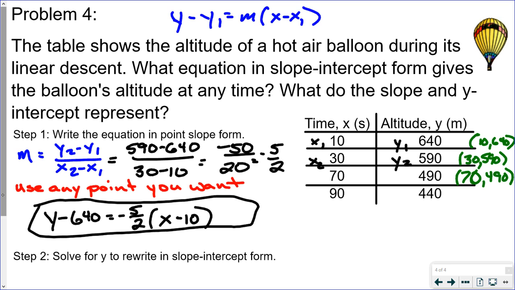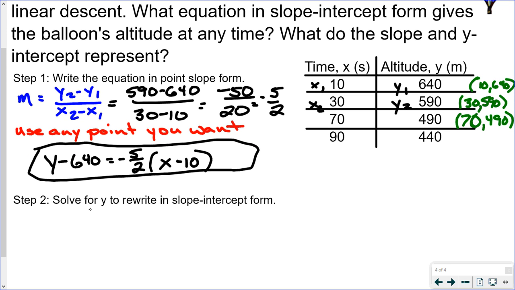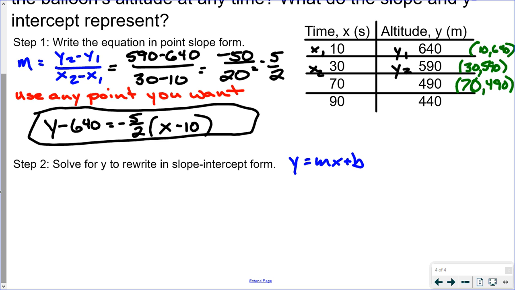Now there's one other piece here. They said solve for y to rewrite this in slope-intercept form. Okay, so we can take something that's in point slope form and we can rewrite it in slope-intercept form. And remember, slope-intercept form is this. And so essentially what we want to do is just take this equation and solve it for y. So this is a literal equation. Let me show you how we're going to do this. So y minus 640 equals negative 5/2 times x minus 10.